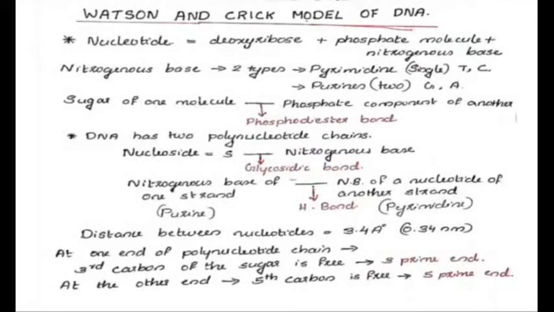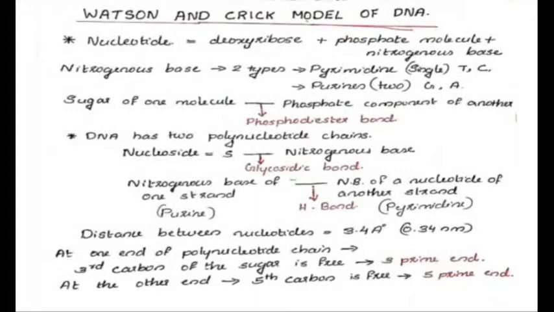The nitrogenous base of a nucleotide of one strand is linked with the nitrogenous base of a nucleotide of another strand by a hydrogen bond. The linking between purines and pyrimidines is brought about by hydrogen bonds. There are two hydrogen bonds between adenine and thymine and three hydrogen bonds between guanine and cytosine. The distance between two nucleotides of a single polynucleotide chain is 3.4 angstrom or 0.34 nanometer.